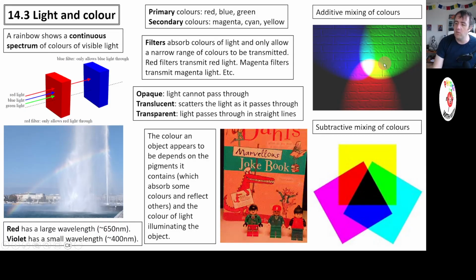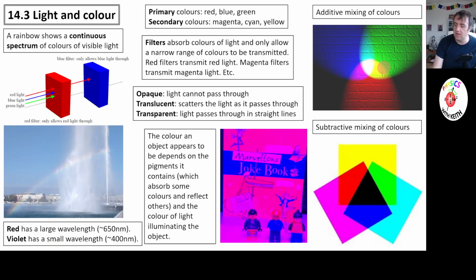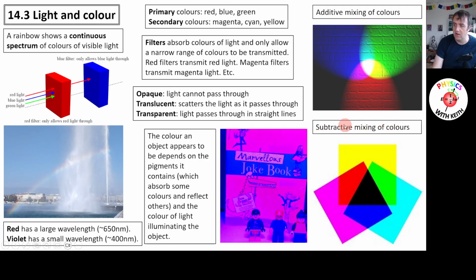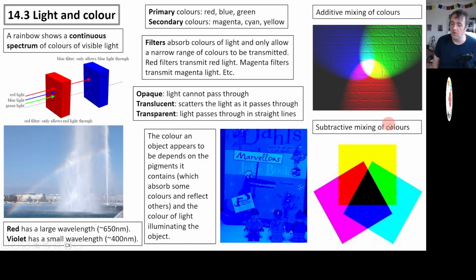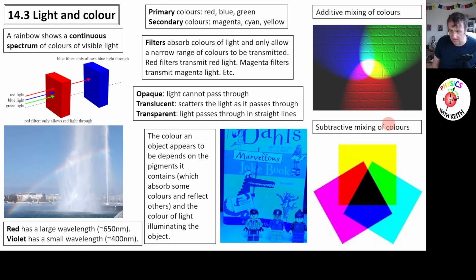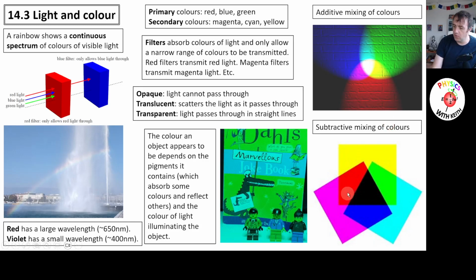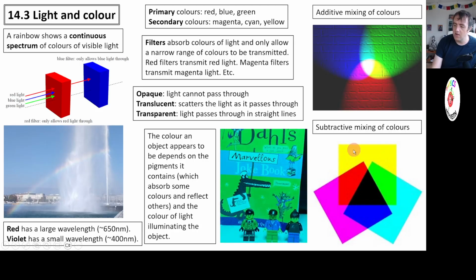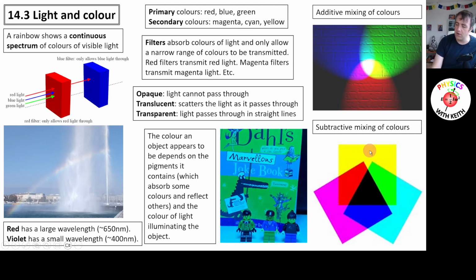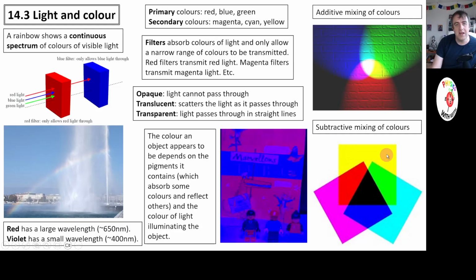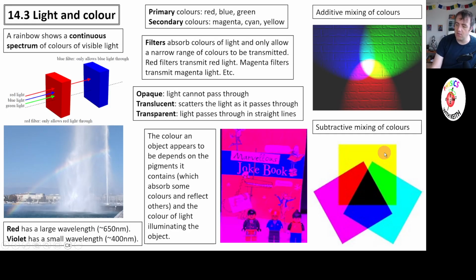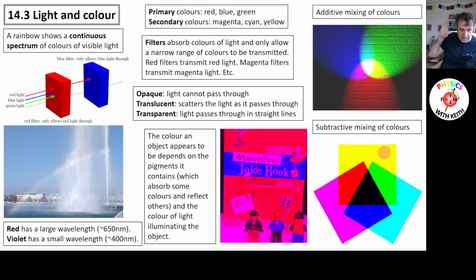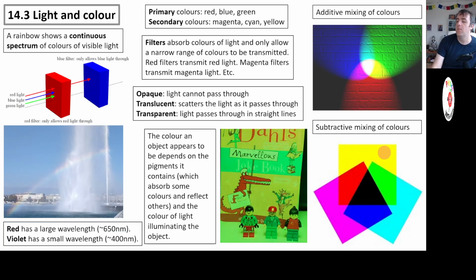So what we're talking about when we talk about absorbing certain colours is the subtractive mixing of colours. Subtractive mixing is using filters to remove certain colours. And so what we've got here is three coloured filters. A yellow filter, a magenta filter and a cyan filter. If white light is incident on all three filters and they're arranged like this, imagine the white light is behind them and the light is coming towards you through these filters, then what would you see?